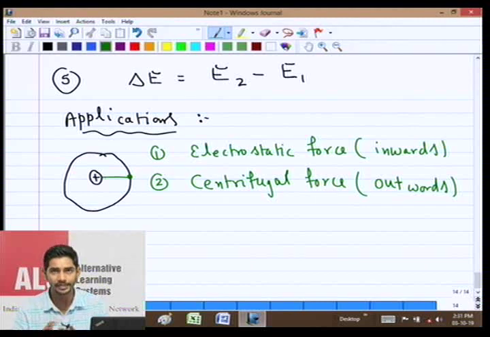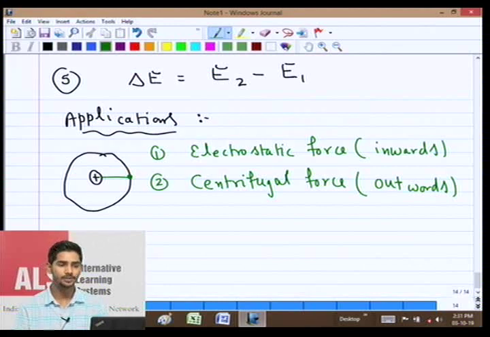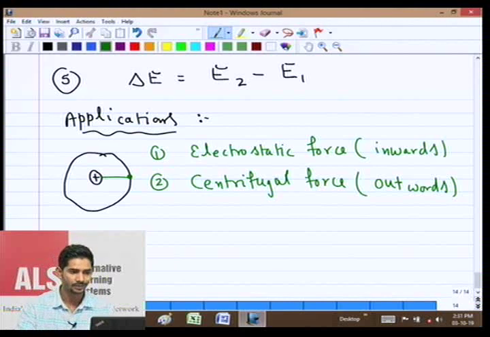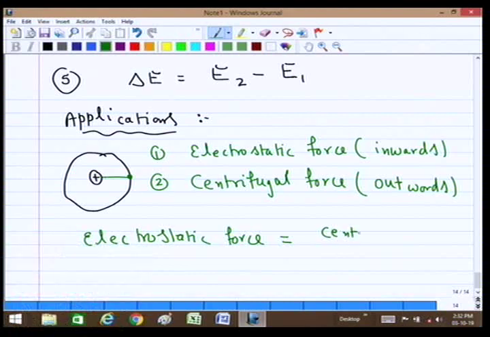Due to that balance, the electron won't go inside the nucleus. It won't collapse. It will move in its orbit just because of these balanced forces. So you have to remember that here the electrostatic force is balanced by the centrifugal force.